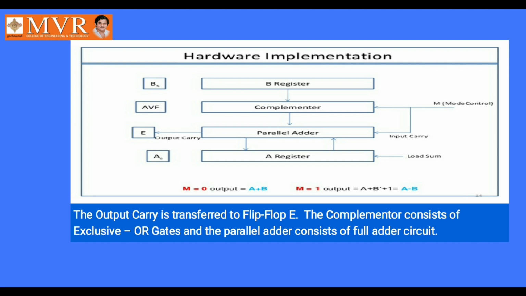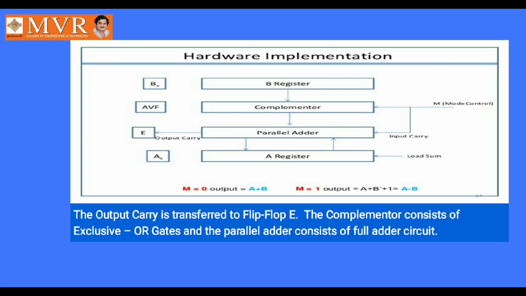And along with register A, register B, sign bit A, sign bit B, complementer, and parallel adder, we are using two more flip-flop registers. One is AVF, add value overflow, and E, the output carry. These are all the various registers that are used inside the computer for performing your arithmetic operations. So here a mode control is given. One bit is given there, mode control.